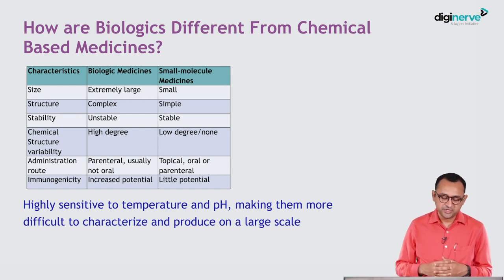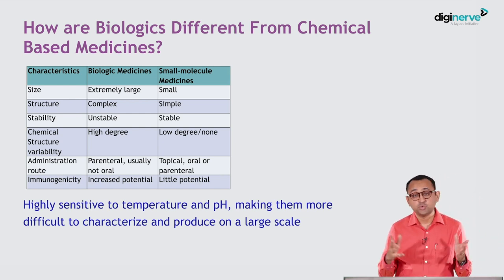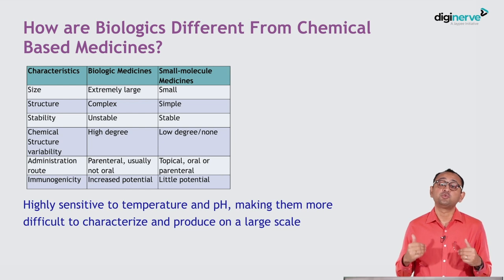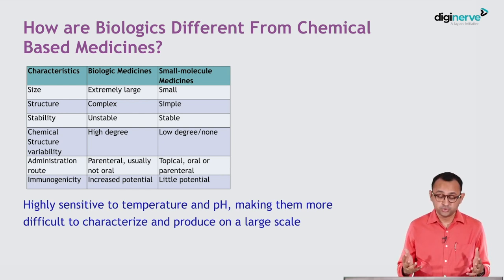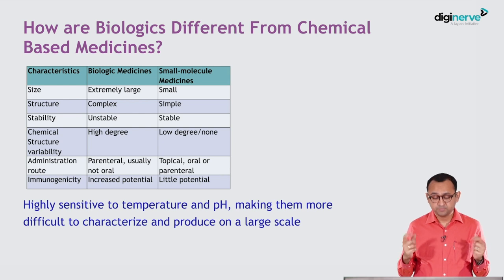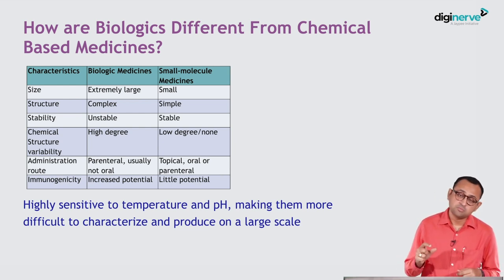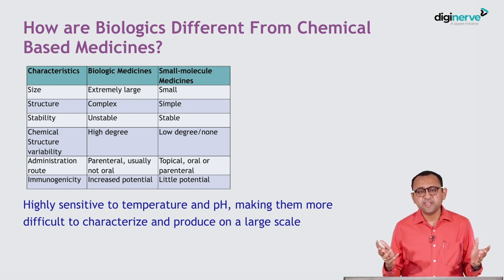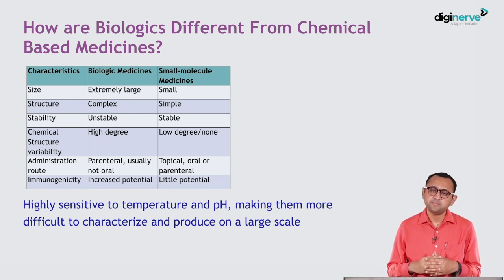chemical structure variability. And as we can understand from the complexity of biologics, they should be used through the parenteral route. Oral is not possible, whereas small molecules can be used through any route of administration.